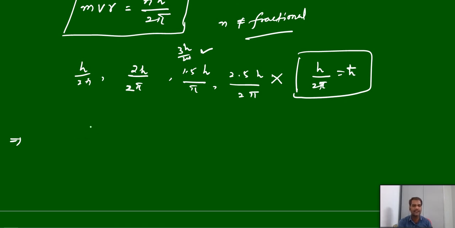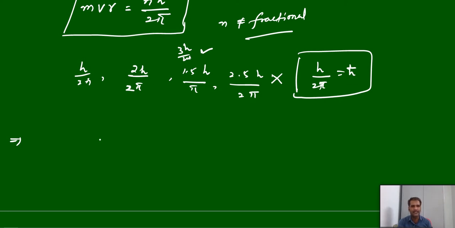So from this point, we can resolve the drawback of Rutherford. What is the drawback of Rutherford? When the electron revolves around the nucleus in a circular manner, it radiates energy, loses energy, and finally falls into the nucleus, so the atom should collapse. But according to Bohr, when the electron revolves in a particular fixed orbit, the energy of the orbit is constant. So when the electron is present in that orbit, it neither gains nor loses energy.